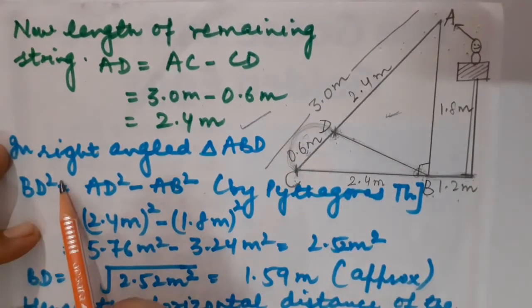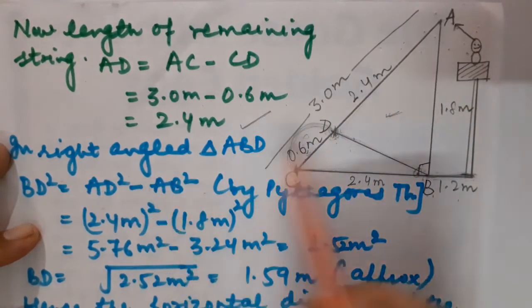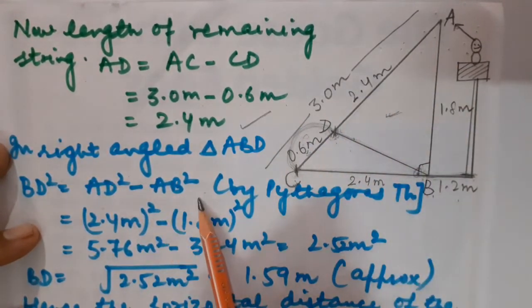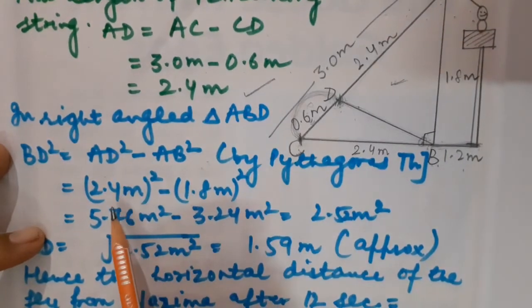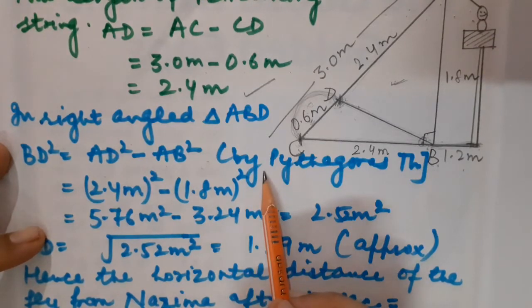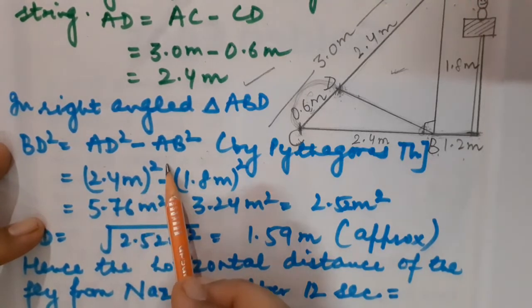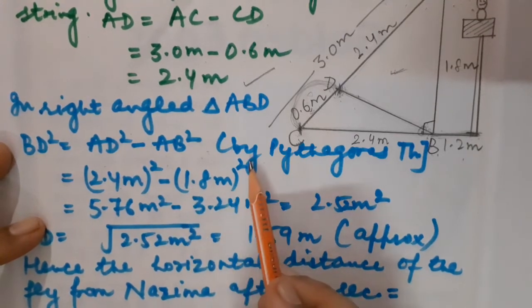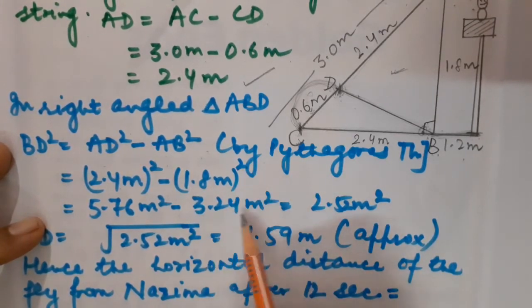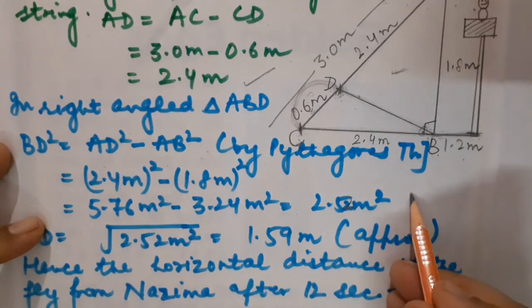It will be BD square, that is base square, is equal to hypotenuse square AD square minus height square, that is AB square. Clear? Okay. Now it will be 2.4 meter whole square minus 1.8 meter whole square. 24 square you know, that is 576. So 2.4 meter whole square will be 5.76 meter square. Minus 1.8 meter whole square will be 3.24 meter square, is equal to, let us subtract them, you will be getting 2.52 meter square. Fine.